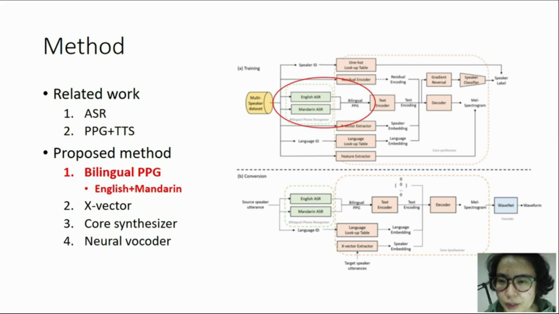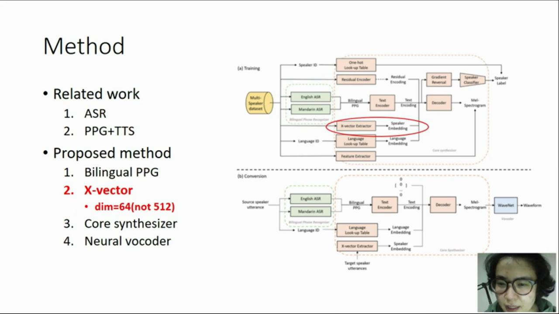Now, we would like to explain how they work. For PPG extraction, we used the CVTE Mandarin ASR model and LibriSpeech English ASR model for extracting bilingual PPGs. Since Mandarin PPGs contain more tongue information, it is reasonable to augment the English PPG with the Mandarin PPG to effectively express phonetic content. In particular, we consider concatenating English and Mandarin PPGs computed from the source utterance regardless of its true language ID, as shown in the picture. Then the speech synthesizer converts this bilingual PPG to mel spectrogram.